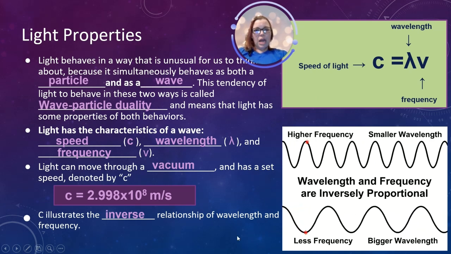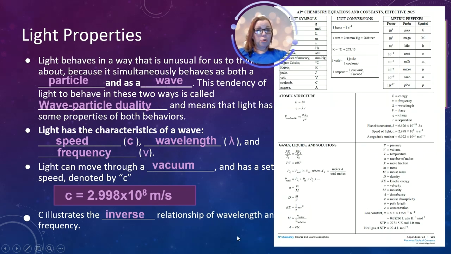Okay, so now I want to show you that this is, of course, on the equation sheet. So we're on the equation sheet, and now we're in this atomic structure section again. Here is the speed of light equation, and then here are the definitions: frequency, wavelength, and then here is your speed of light value. My little purple box is out of place here, but you can see it there.